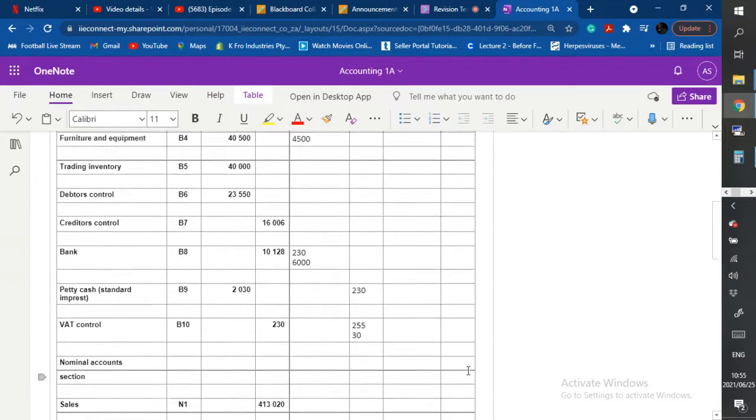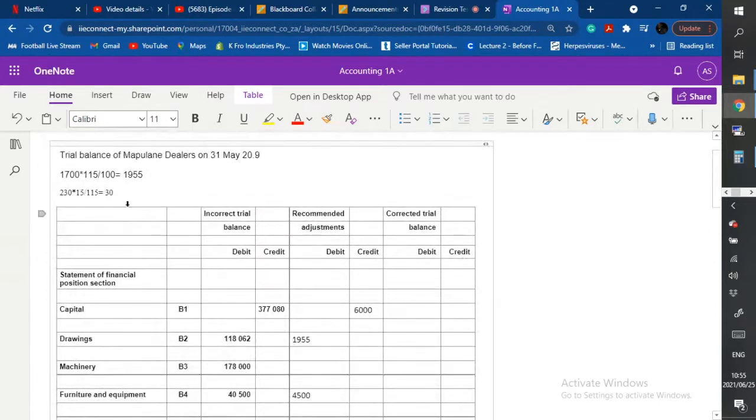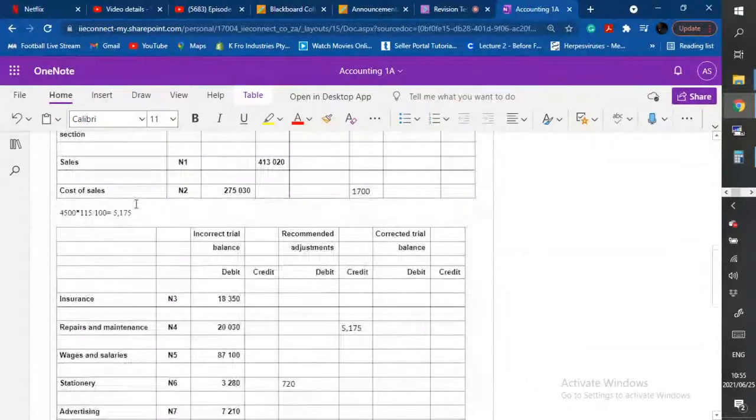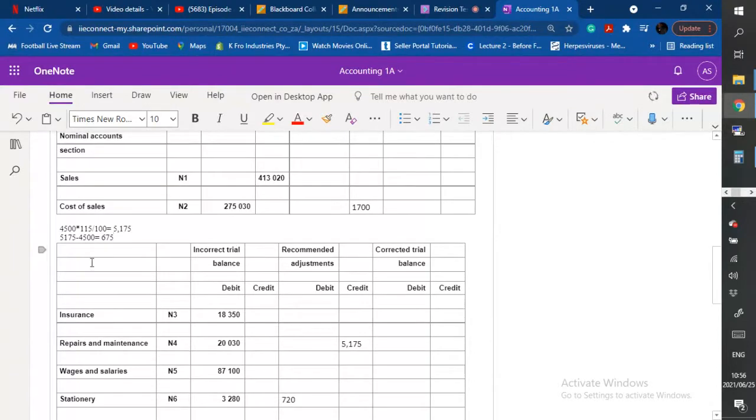So your input VAT, if I need to do the calculation again, let me do it where we started. We're going to say 5,175 minus 4,500 gives us 675. So that's the VAT amount on this transaction.